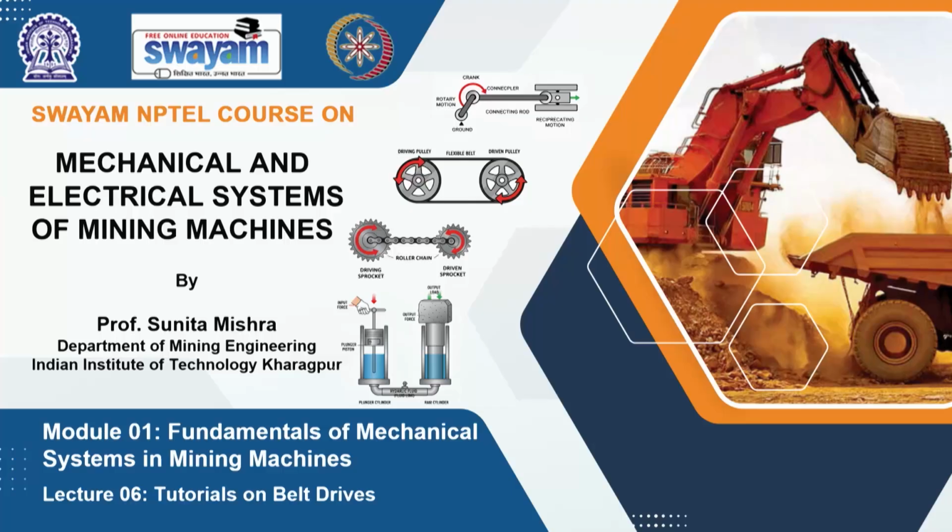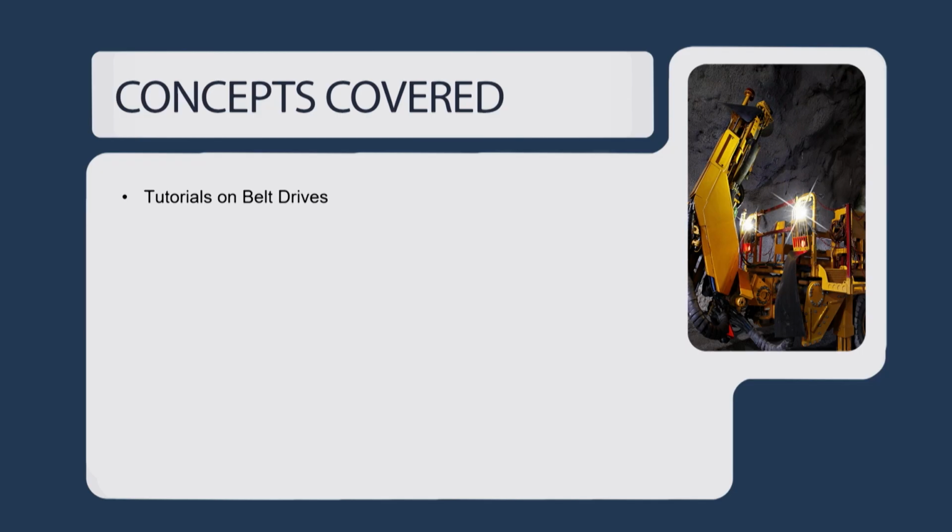Welcome to the 6th lecture of Mechanical and Electrical Systems of Mining Machines. This lecture is a tutorial on belt drive. This is a part of module 1, that is fundamentals of mechanical systems in mining machines. We are doing this tutorial after the lectures on belt, rope and chain drive. Now, we would be solving 3 questions in this tutorial on the belt drive.